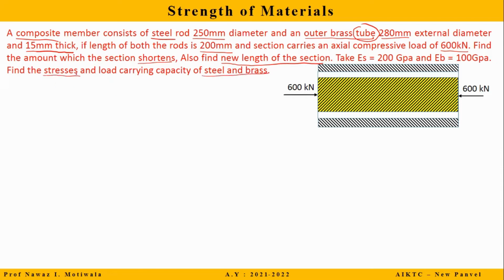So find the stresses means we need to find out sigma B and sigma S. And the load carrying capacity of steel and brass, that means load on steel PS and PB. So these are the things required. Let me write here what are the things required.